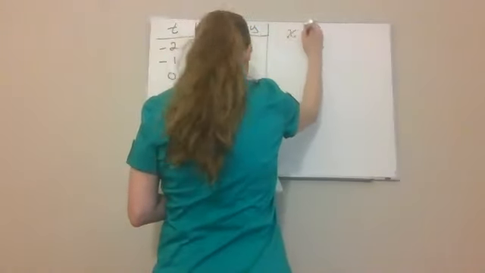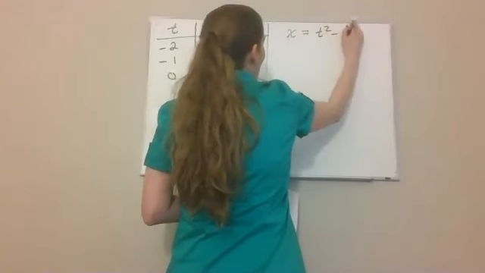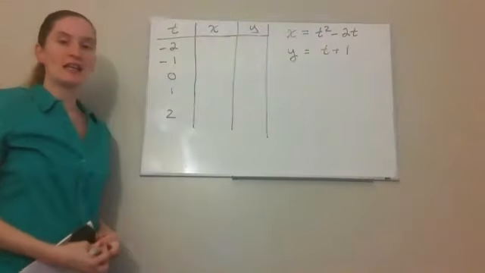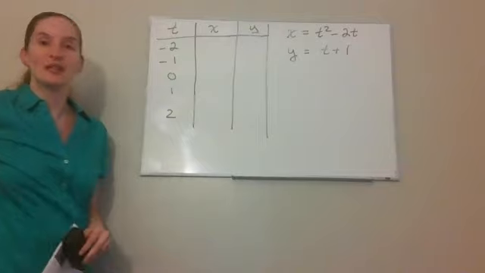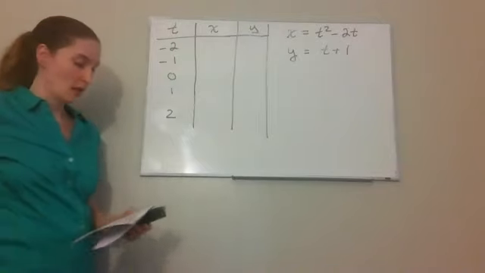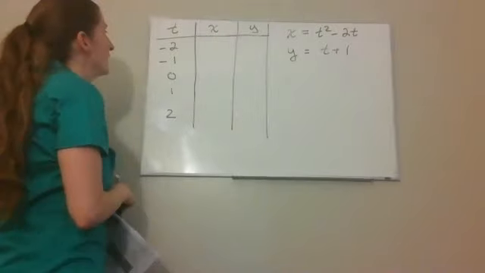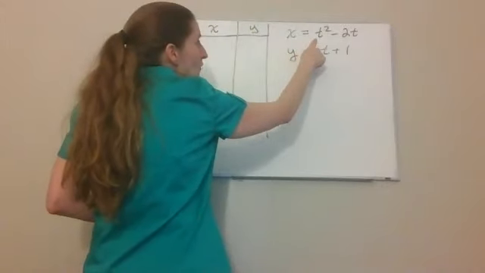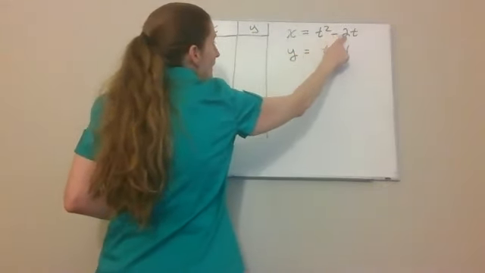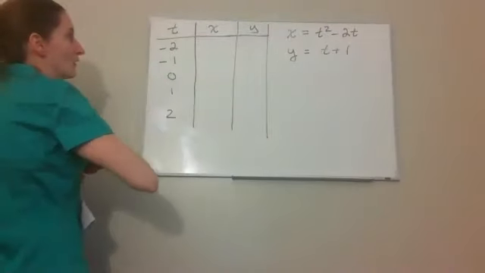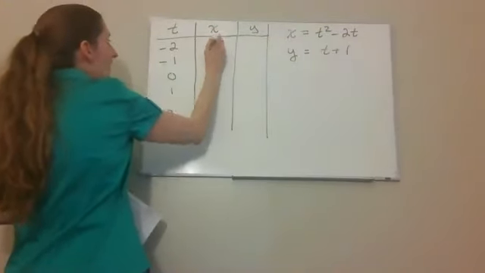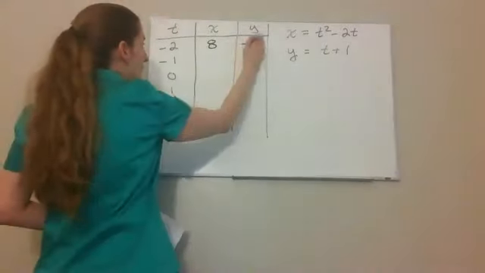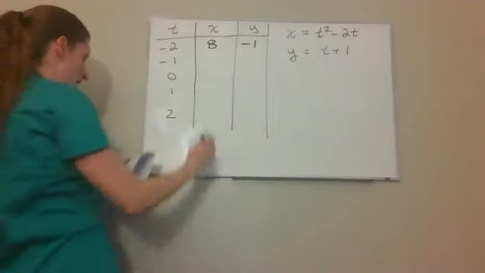And just as a reminder, x was equal to t squared minus 2t, and y was equal to t plus 1. So I'm going to take these different values for my t and plug them into these equations for x and y. So when I plug in -2 for my t in my x equation, I'm going to get -2 squared, which is 4, and then minus 2 times -2, so it's going to be plus another 4. So I get 8 for my x. And when I plug -2 in for my y, I get -2 plus 1, which is -1. And I'm going to continue that all the way through.